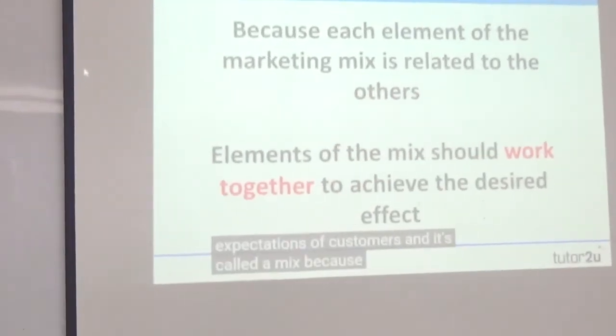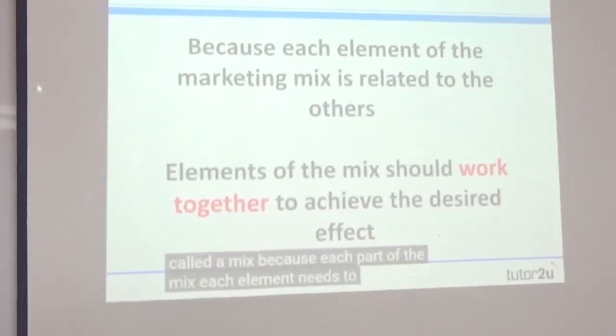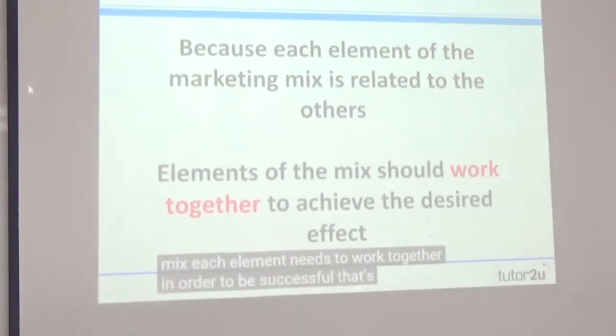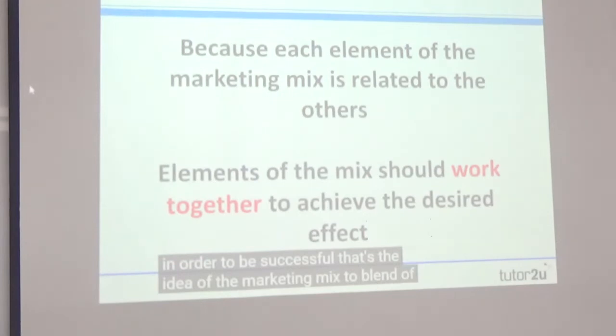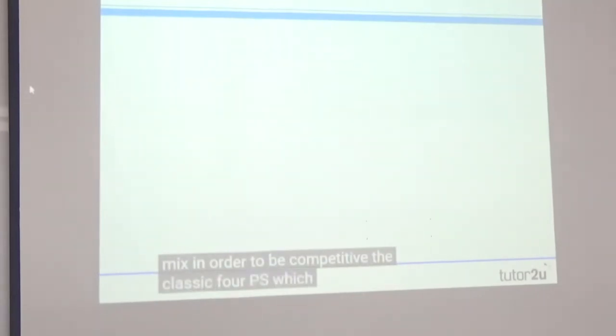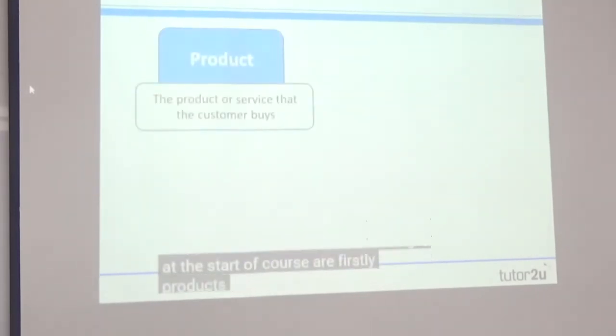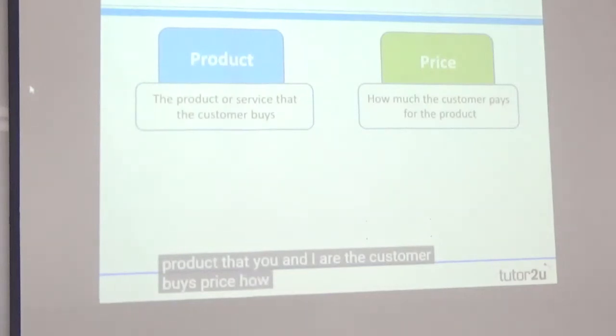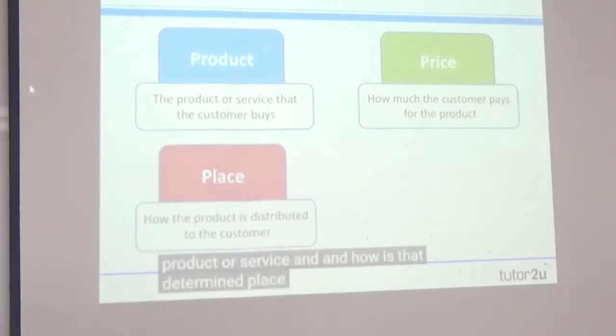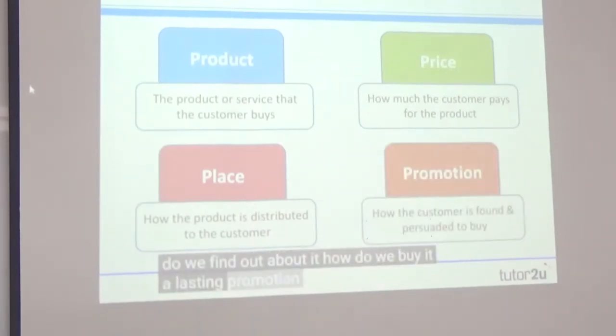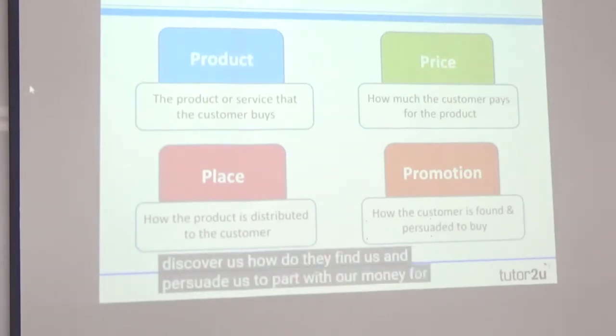And it's called a mix because each part of the mix, each element, needs to work together in order to be successful. And that's the idea of the marketing mix. It's a blend of elements that hopefully are the right mix in order to be competitive. The classic 4 Ps, which I mentioned right at the start, of course, are firstly product. What is the actual service or product that you and I, the customer, buy? Price, how much do we pay for that product or service? And how is that determined? Place, where do we find the product? How is it distributed to us? How do we find out about it? How do we buy it? And lastly, promotion. How do businesses discover us? How do they find us and persuade us to part with our money for the product or service?